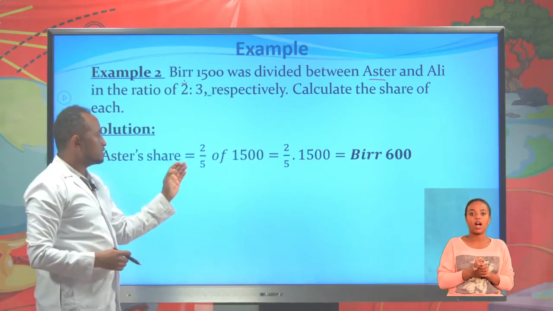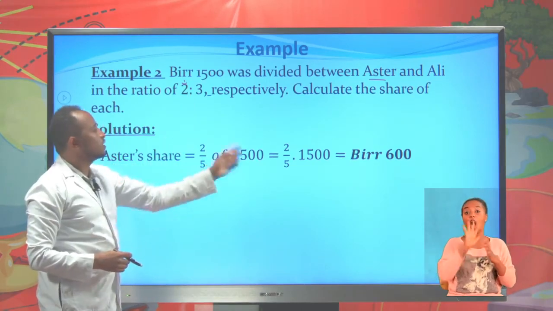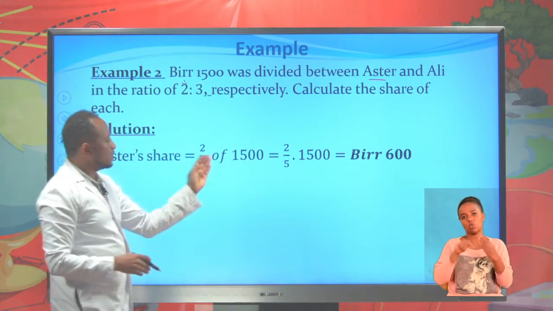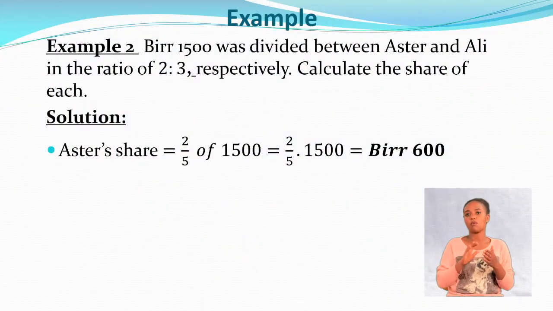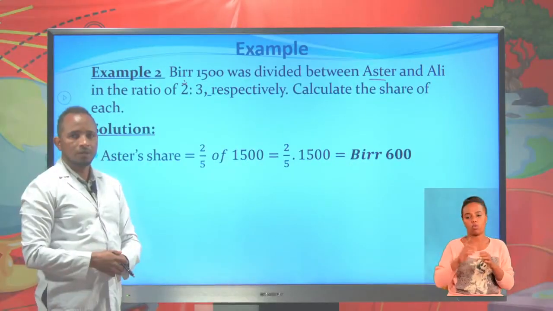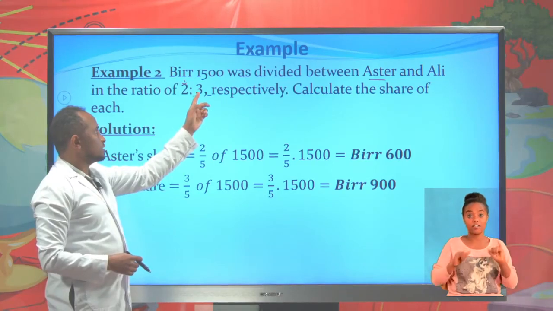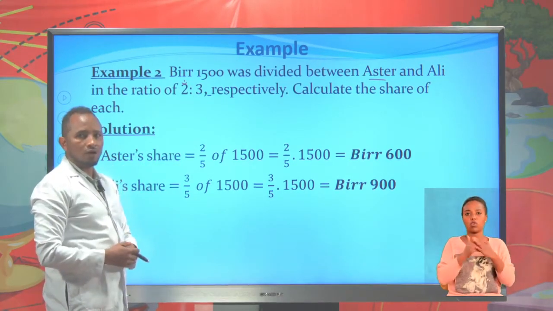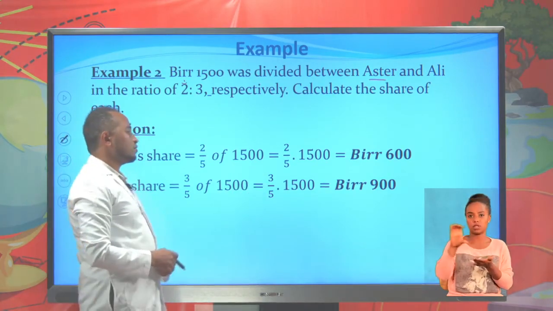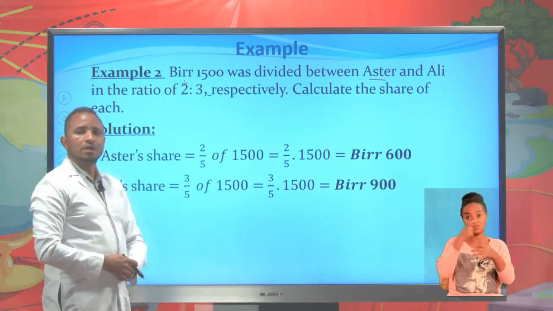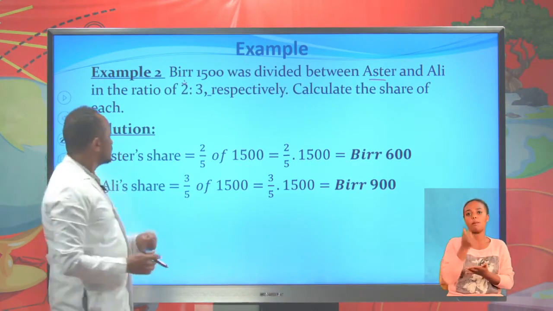Therefore, Aster's share is 2 out of the total 5, 2 fifths of 1,500 bir. When you multiply this, you get 600. Therefore, Aster's share is bir 600. Similarly, Ali's share is 3 out of 5, or 3 fifths of 1,500, which gives you bir 900. Therefore, Ali's share is bir 900.